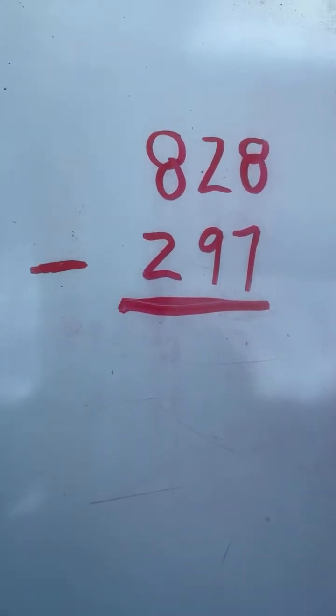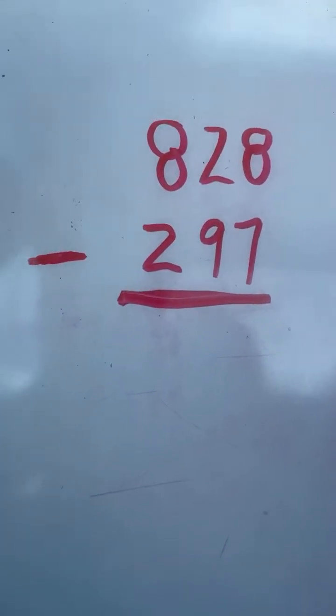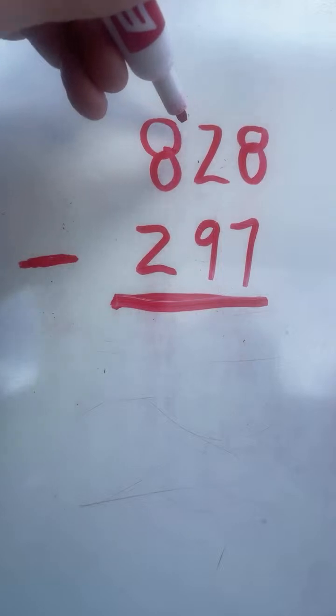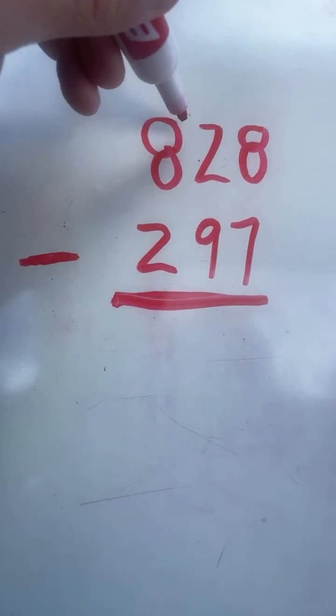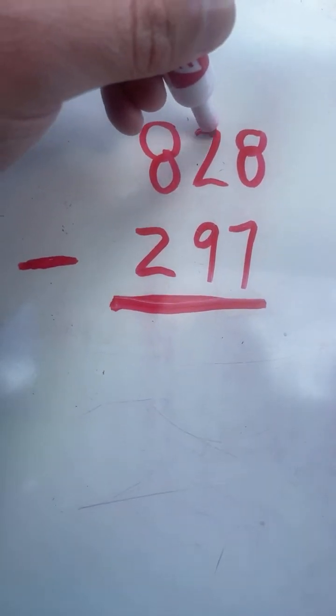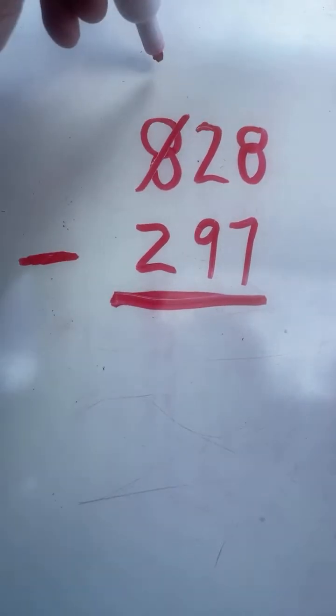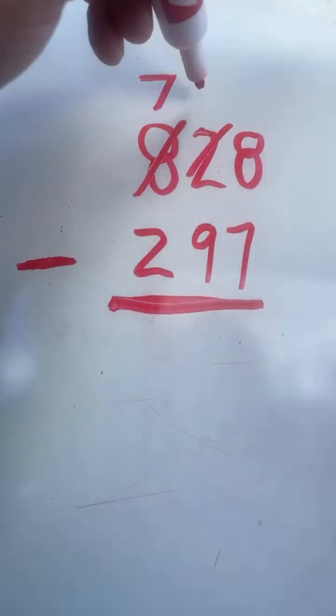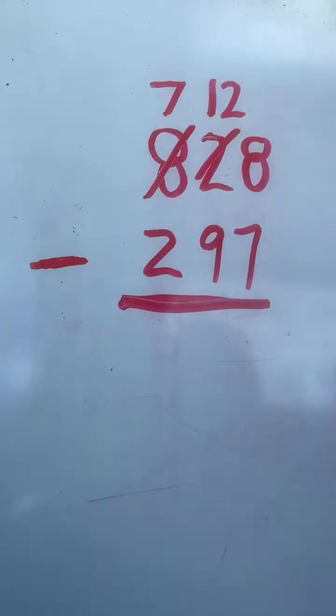Anyways, I do need to try to solve this problem. All right. So we're doing all our regrouping first. You can't start with 2 and take away 9, so we're going to take a 10 from the hundreds place. The 8 is going to become a 7. 2 is going to become a 12.